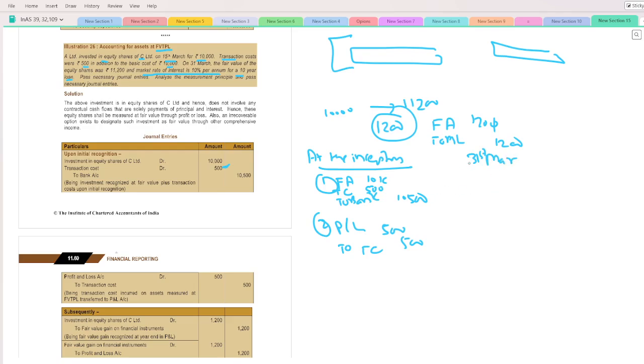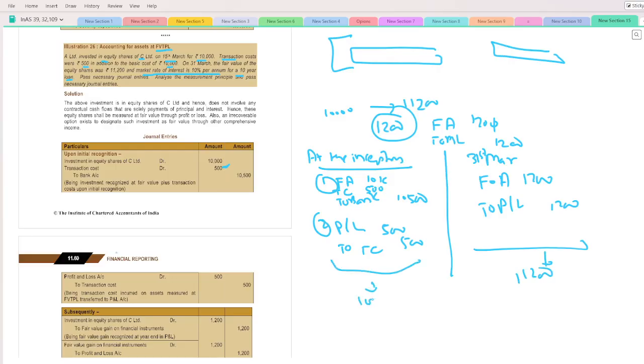And then on the 31st March, you will be recognizing the mark to market. So the mark to market, there's an increase in the financial asset value by 1,200. So then what you will be doing? Financial asset to P&L, 1,200. So by this, your financial asset value will be 11,200, and here its value is 10,000.